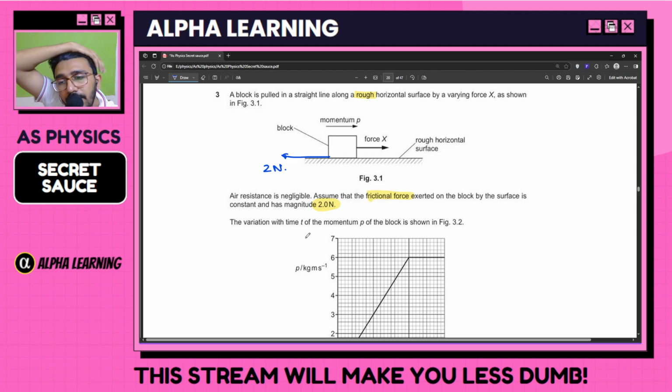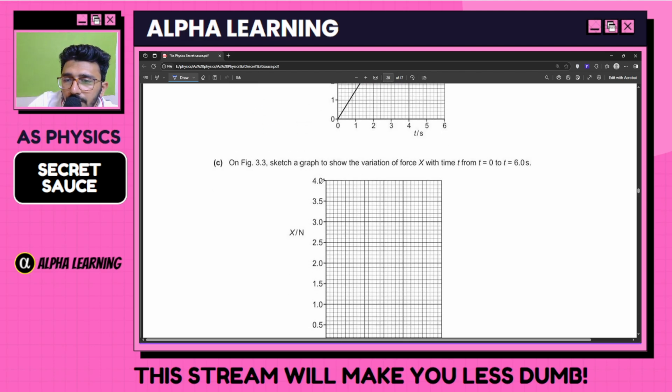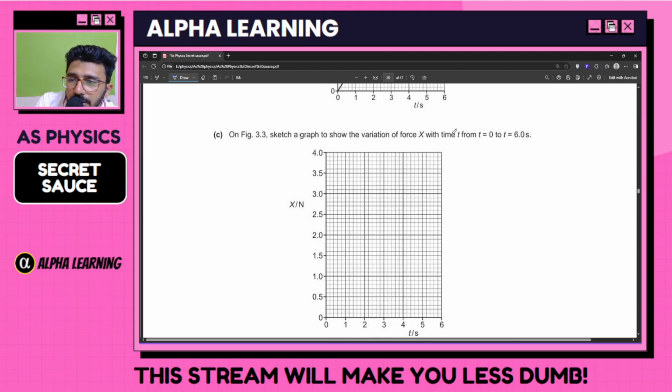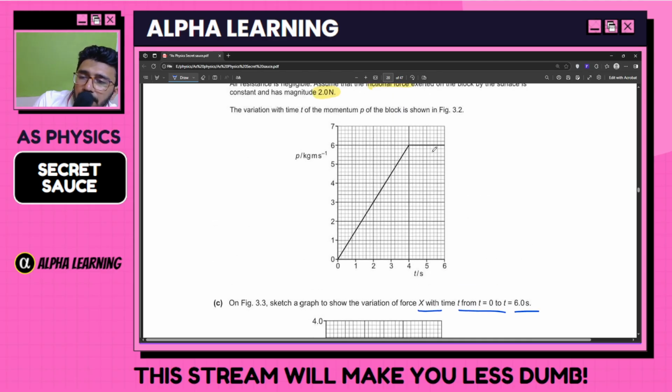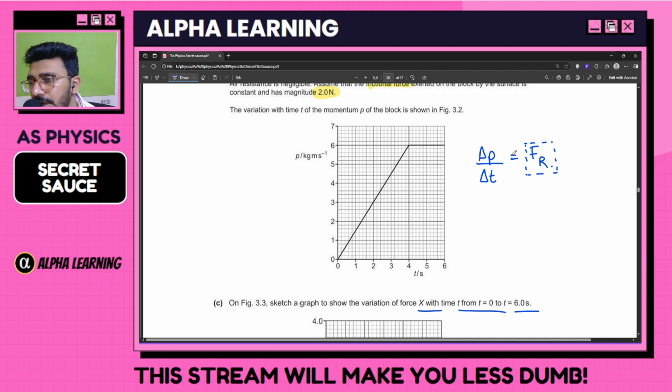The variation with time t of the momentum of the block is shown in figure 3.2. Okay, you have to sketch a graph to show the variation of force x from time t equals 0 till time t equals 6 seconds. Now realize one thing, beta. The gradient of this graph, that is change in momentum over change in t, gives you what? Resultant force. This change in momentum over change in t gives you the resultant force. Okay, not some normal force but the resultant force.